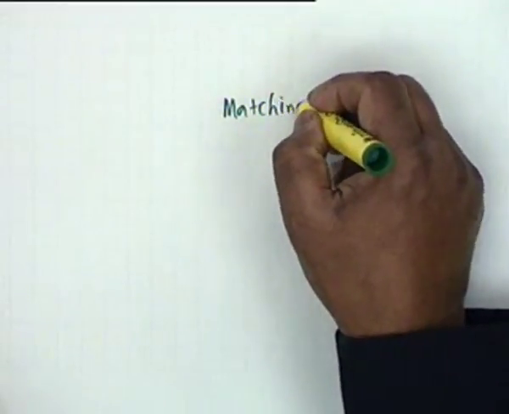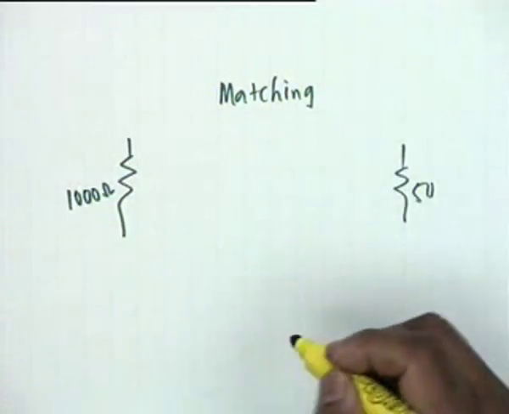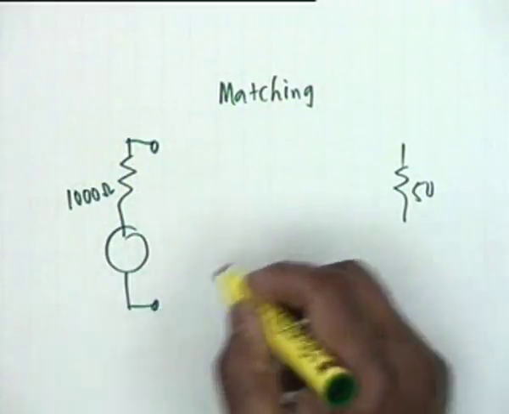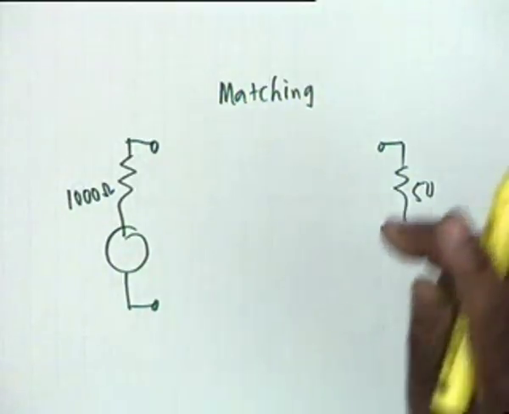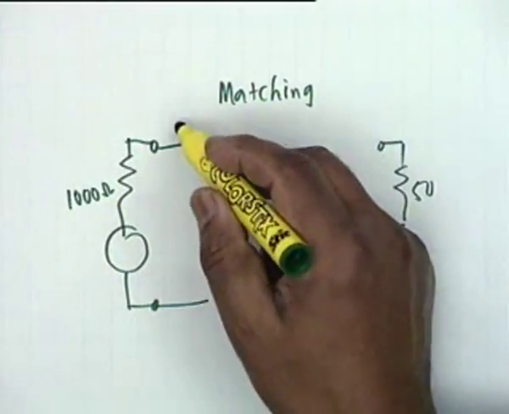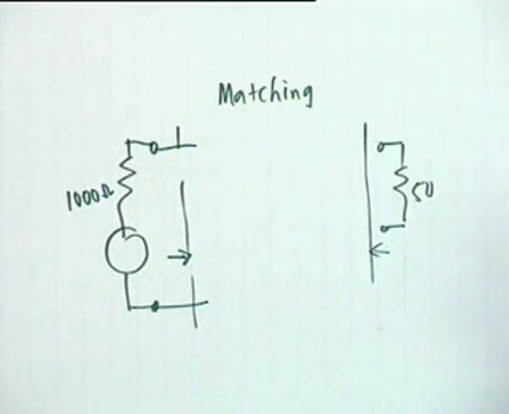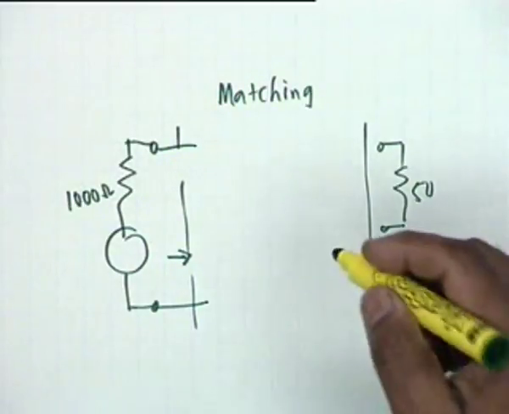In the tutorial class this week, there is a problem given for matching a source to a load. All right, the source impedance is 1000 ohms and the load impedance is 50 ohms. Obviously, if we connect the source to the load directly, there is heavy mismatch. So if you want to deliver maximum power to the load, then you insert an amplifier in between such that the input impedance is 1000 ohms and the output impedance is 50 ohms, okay. So this is the problem of matching, and an amplifier can very well fit the purpose. The problem you shall do yourself.